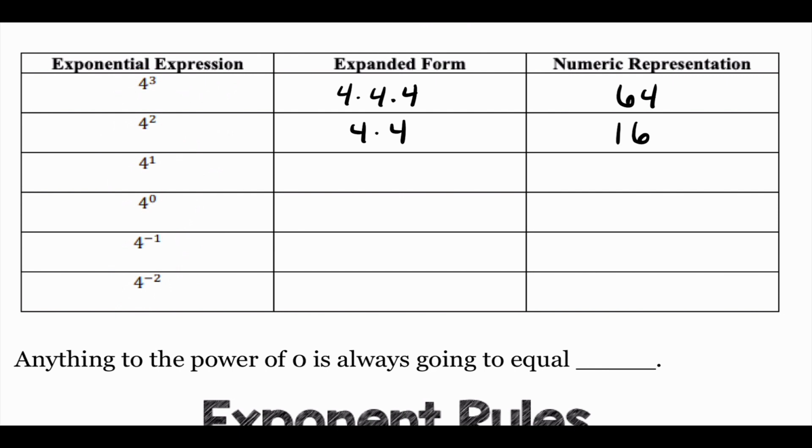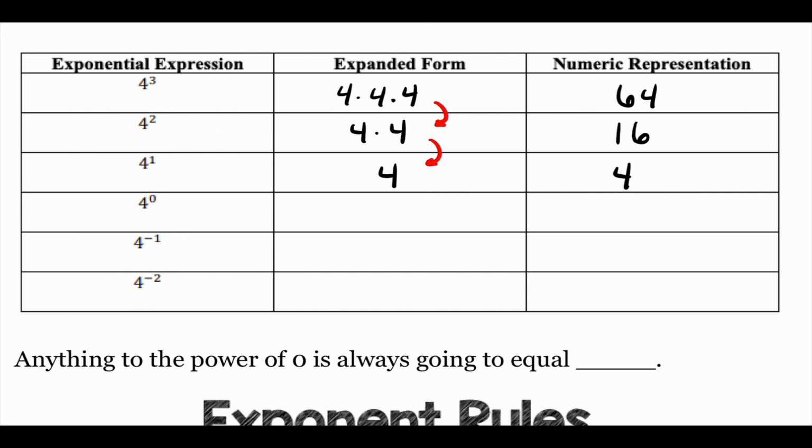What does 4 to the 1st power mean? Yeah, 4 times 1 or just 4 by itself. If you look at the pattern here, aren't I losing a 4 every time? So that means I just have one 4. It is 4 times 1, so it's just 4. Okay? Pretty good there. You guys know how to do that.